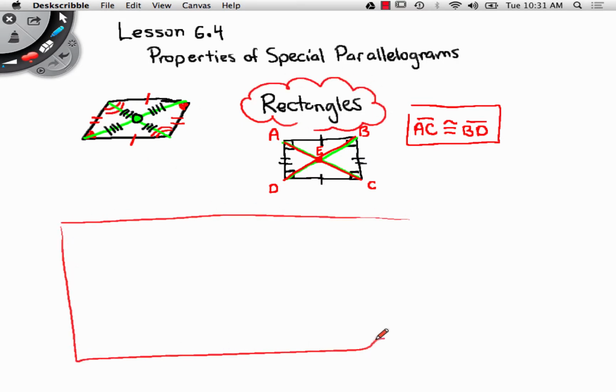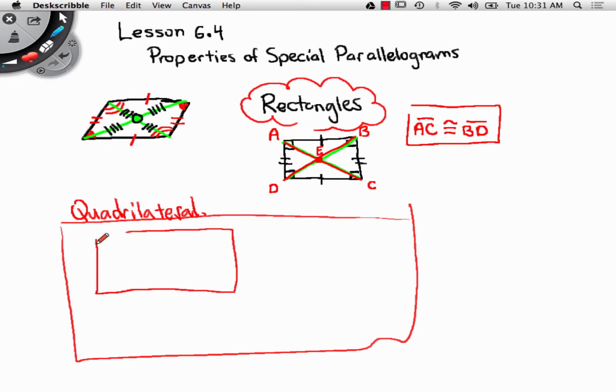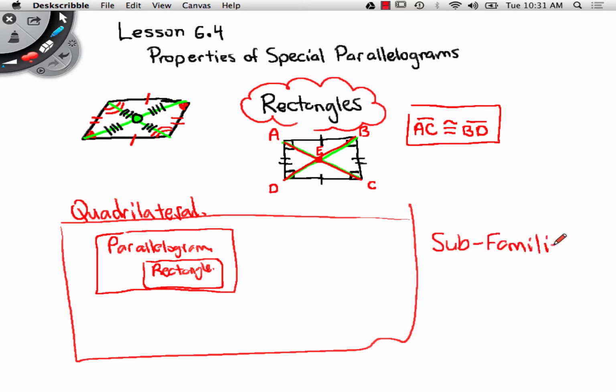So you've got this large set of family right here. You've got a family called quadrilaterals. Okay, what makes a quadrilateral a quadrilateral? Four sides and that's it. Four sides and anything goes, right? Inside of the quadrilateral family, you have the parallelogram family. And then inside of the parallelogram family, you have the rectangle family. So what we're doing now is talking about what are called subfamilies.